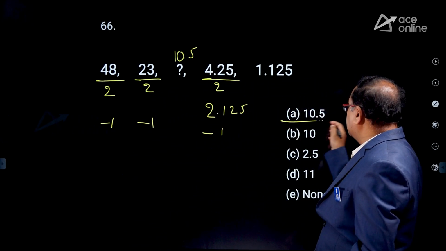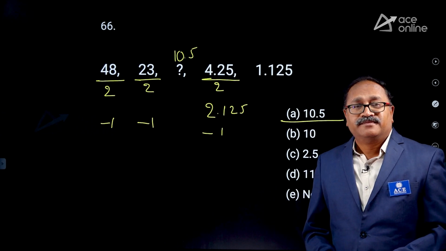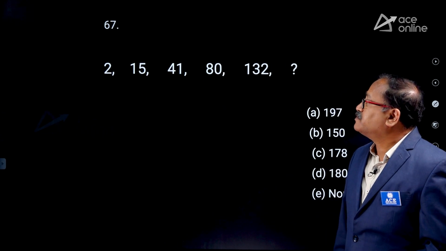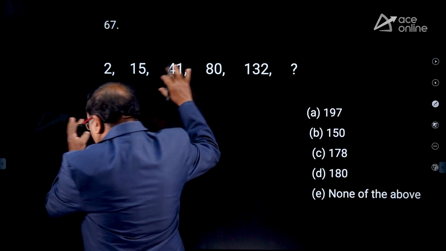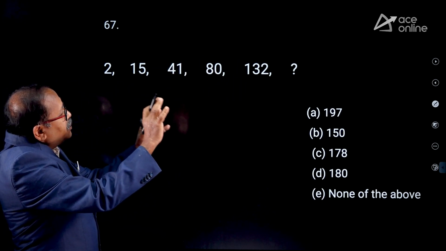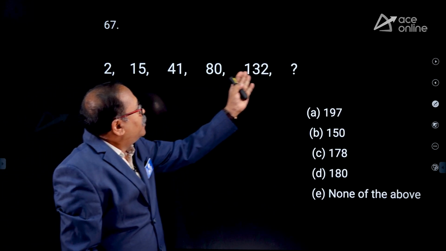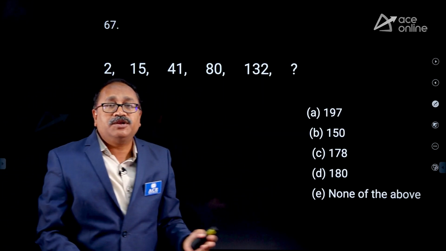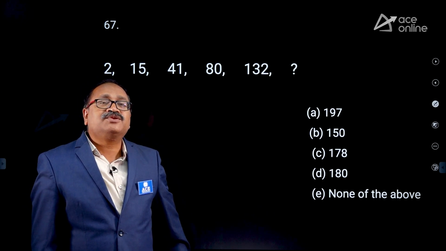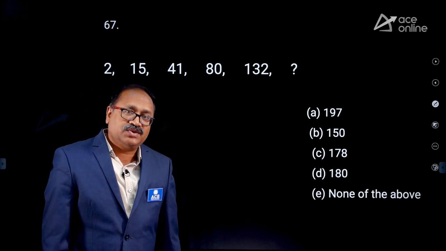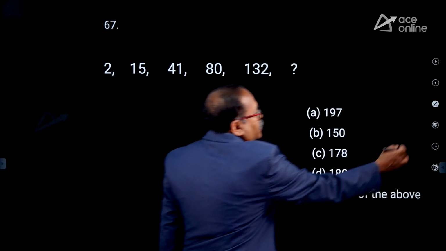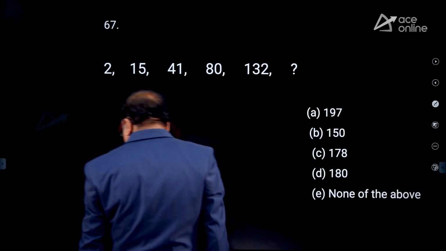10.5 is there? Yes, that's your answer. Next question. Here, look at the flow of the numbers. That's 2, 15, 41, 80. It looks like double over here. But when I come to 80 to 132, the gap seems not to be multiplication. So I'll prefer to go with the addition in this particular question.